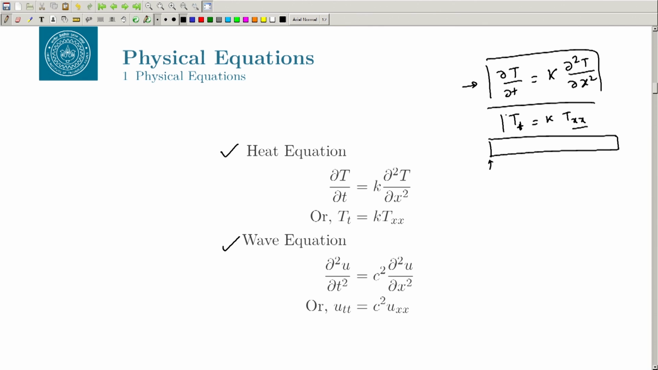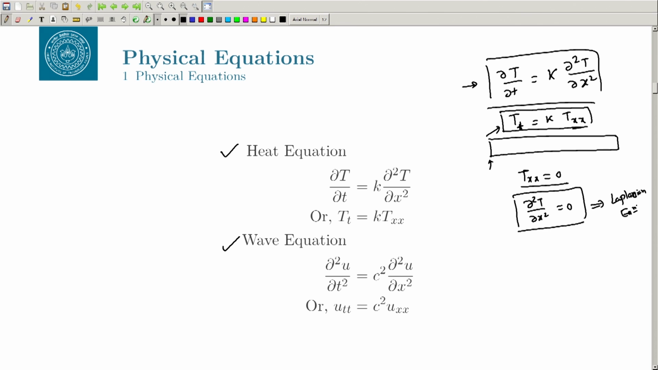So, this is your unsteady heat conduction. And if it is steady state heat conduction, then the T_t term goes away and what you have is T_xx equal to 0, which is nothing but ∂²T/∂x² equal to 0. And this is a very well known equation, the Laplace equation. This is the form of a Laplace equation.